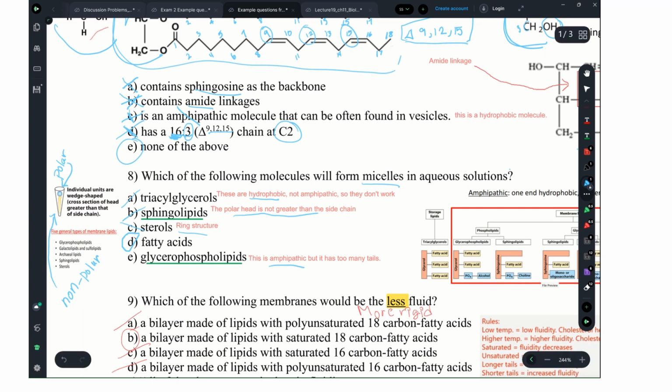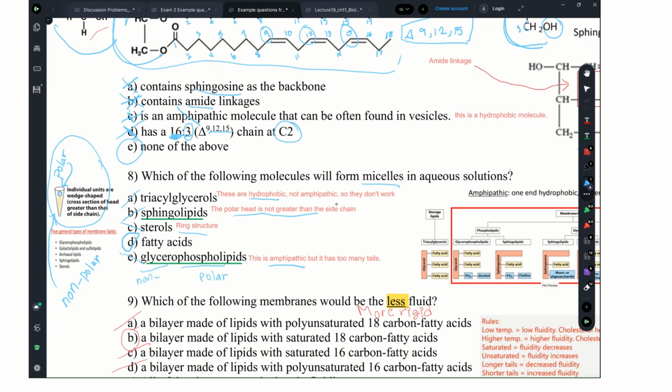And then E, glycerophospholipids. So this is an amphipathic molecule because of the phosphate. And it has a glycerol backbone and phosphate. So that would be amphipathic, because this part is nonpolar and then this part is polar. So that makes it amphipathic. But it has too many tails, because here the rule is that you can only have 1 tail if you're going to form a micelle. So that's why E is not the right answer.